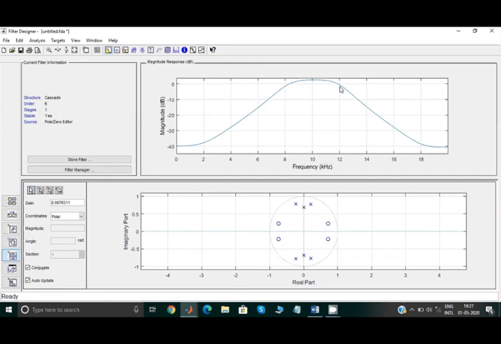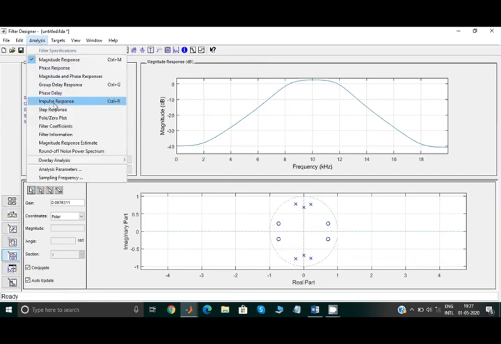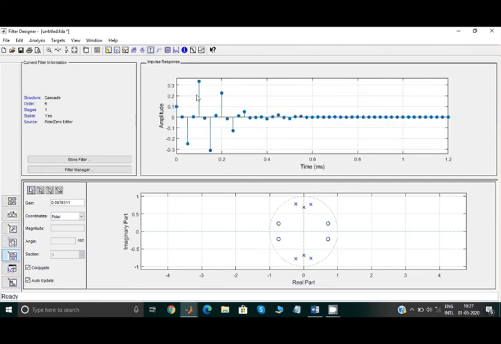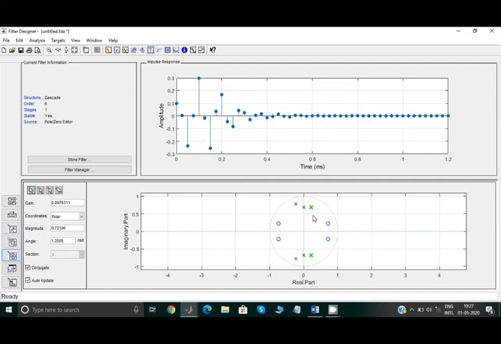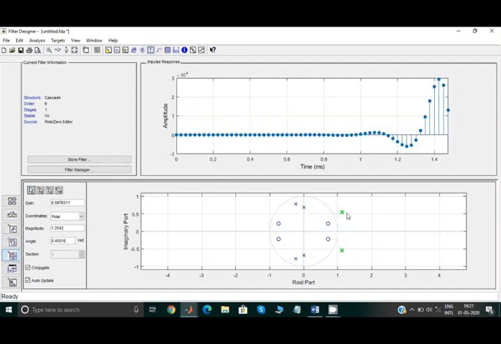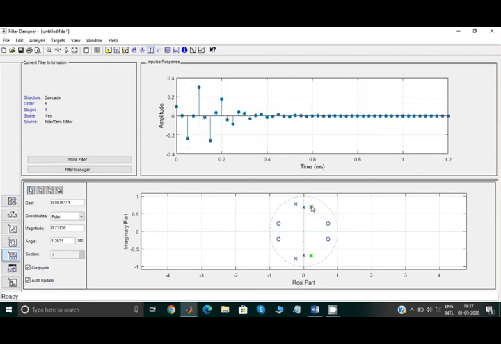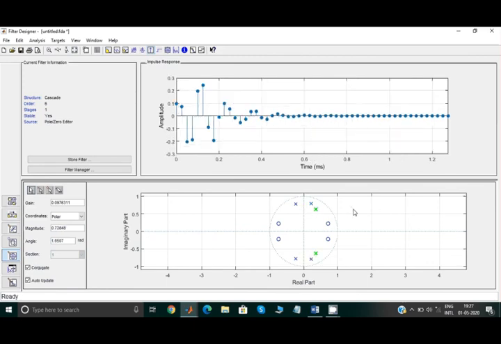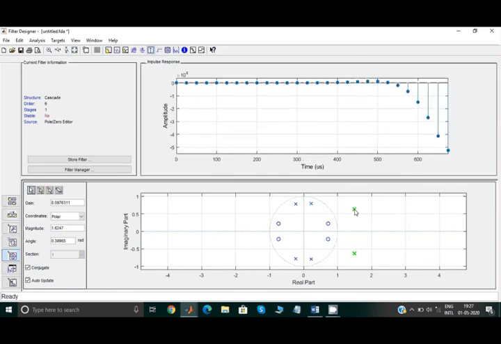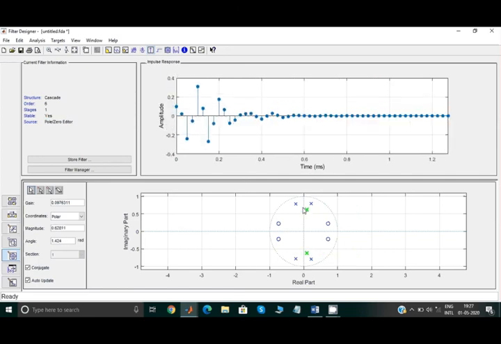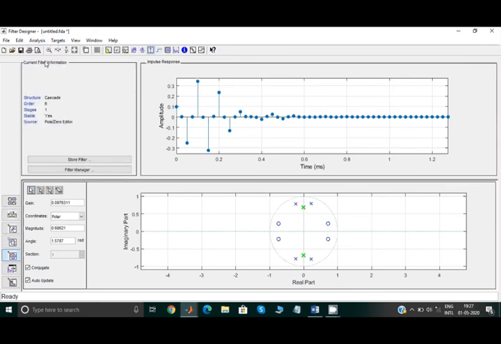Let us quickly check whether the system is stable or not. You see the system is stable. You can verify: take any of the poles and put it outside, you see the system becomes unstable because the impulse response increases. So any of the poles, if you put it outside, the system will be unstable. So that is also verified. This is the magnitude response.